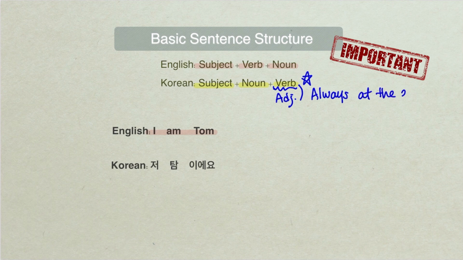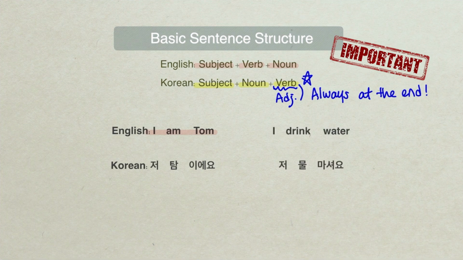Very important. There is a saying that in Korean, you need to listen carefully until the end, because the most important part, the verb or adjective, is always at the end. So, if we say I'm Tom in Korean, it will be I, Tom, am. 저 탐이에요. I drink water in Korean will be I water drink. 저 물 마셔요. Because drink has to be at the end of the sentence as a verb.